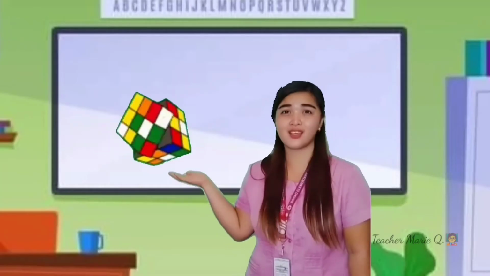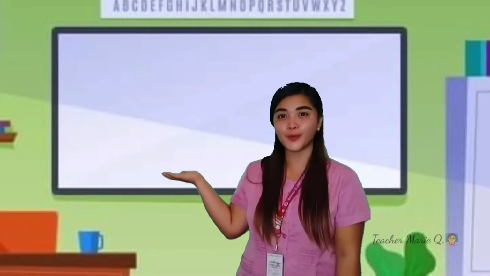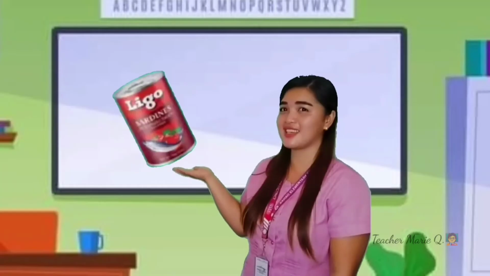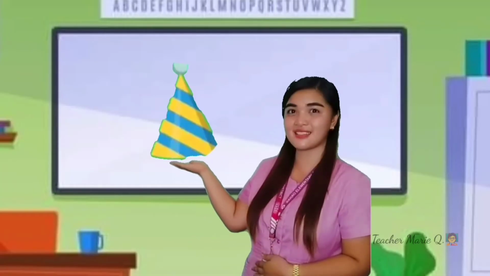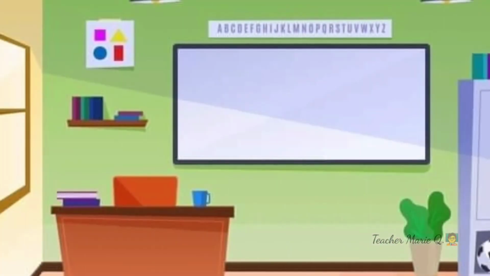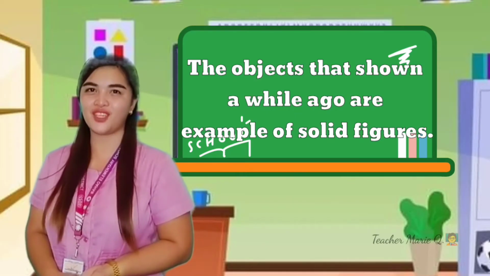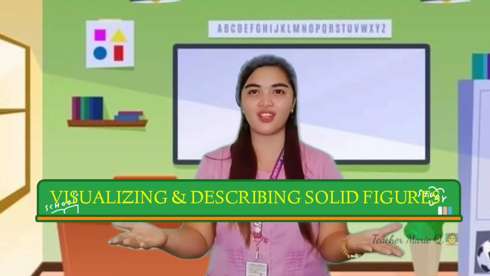This object. Do you know this object? Excellent! This is a Rubik's Cube. How about this one? That is awesome! This is a can of sardines. Okay, last object. What is this? Very good! The objects that I showed a while ago are examples of solid figures. Today, you will be visualizing and describing solid figures.